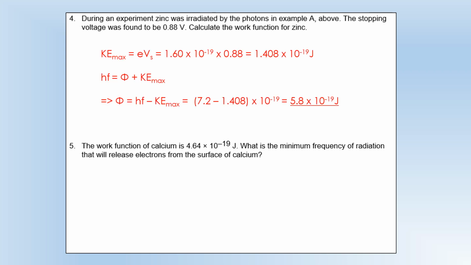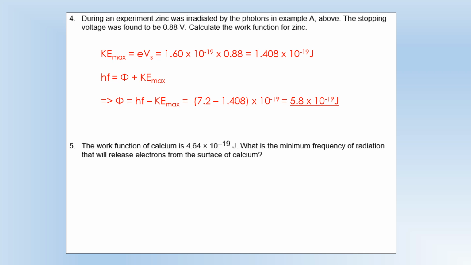So the first thing I'm going to do is work out the maximum kinetic energy using the stopping potential. And then I'm going to rearrange Einstein's conservation of energy model to give us the work function, and that's our answer here. So the work function of calcium is 4.64 times 10 to the minus 19. What is the minimum frequency of radiation that will release electrons from the surface of calcium?